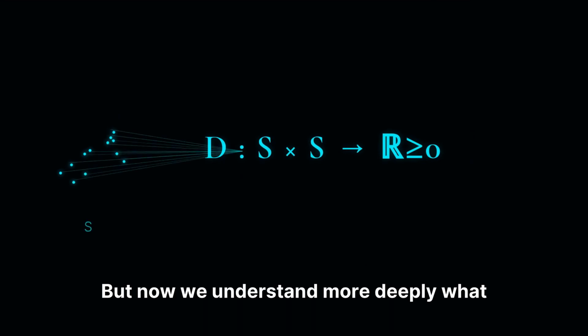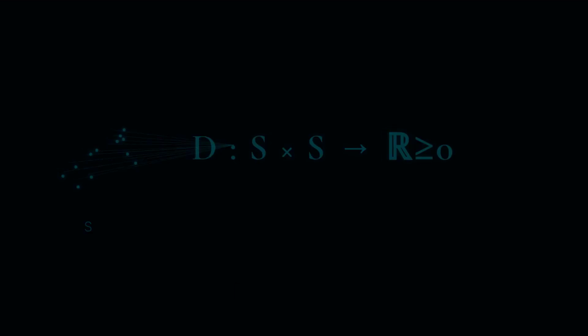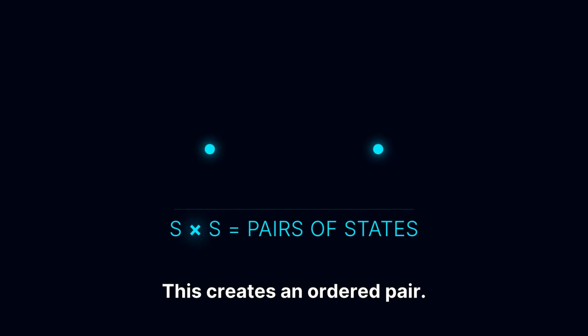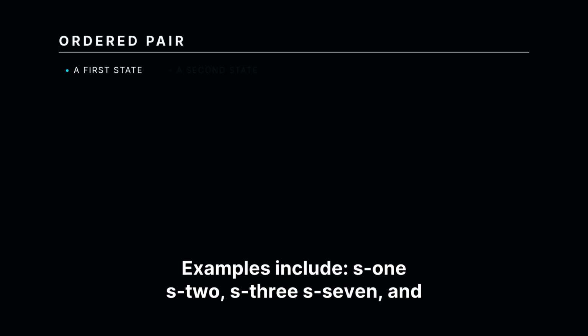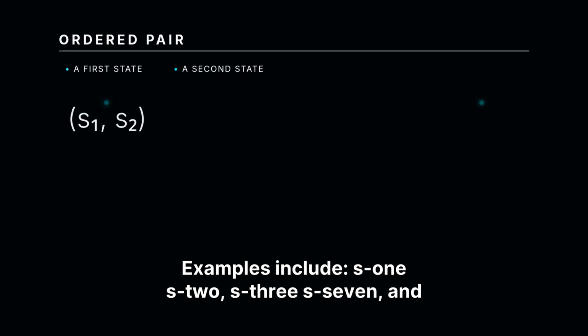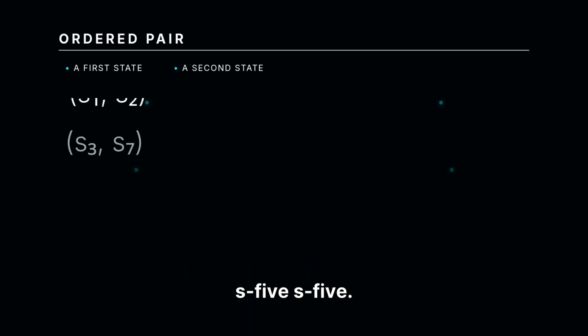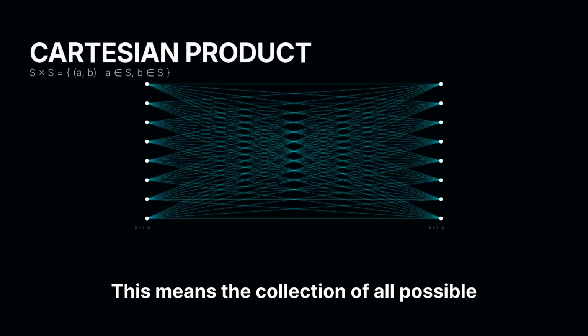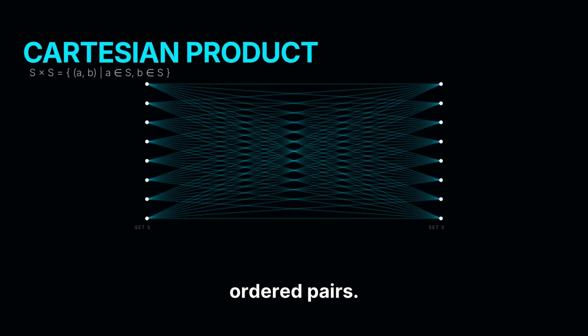Now we return to the difference operator introduced in Lesson 1. But now we understand more deeply what S represents. S cross S means selecting two states from the collection. This creates an ordered pair. An ordered pair contains a first state and a second state. Examples include S1, S2; S3, S7; and S5, S5. The cross symbol represents the Cartesian product. This means the collection of all possible ordered pairs.